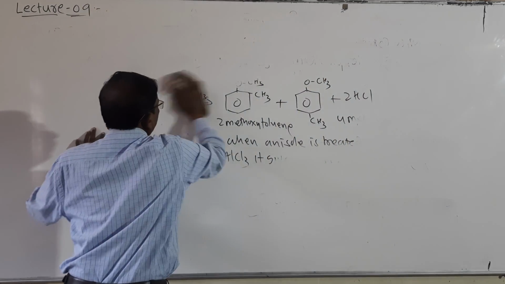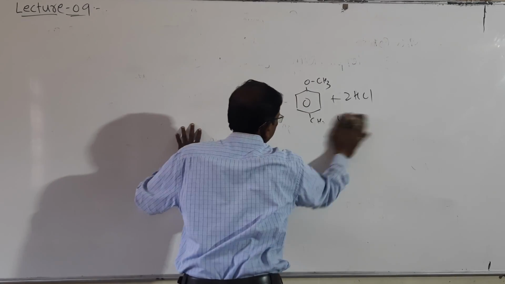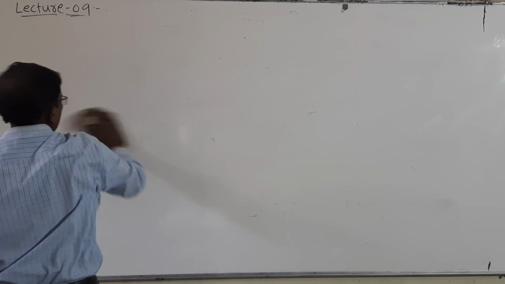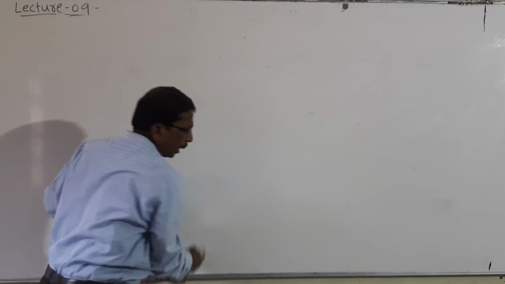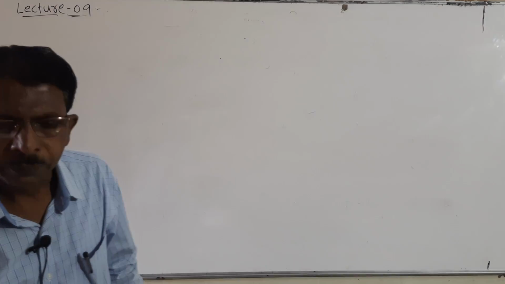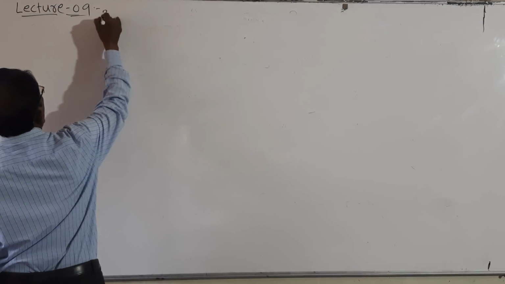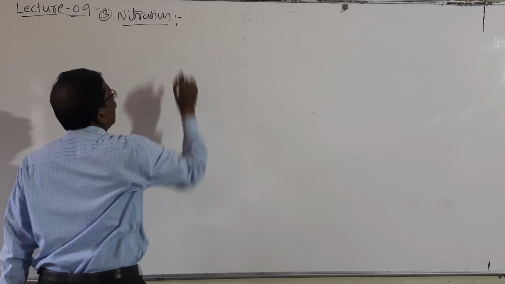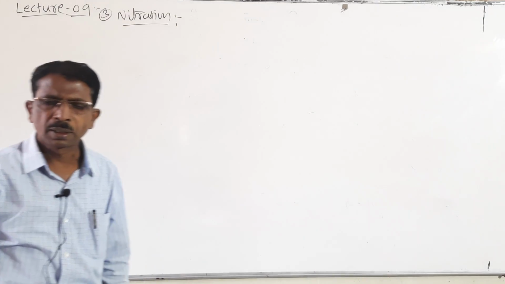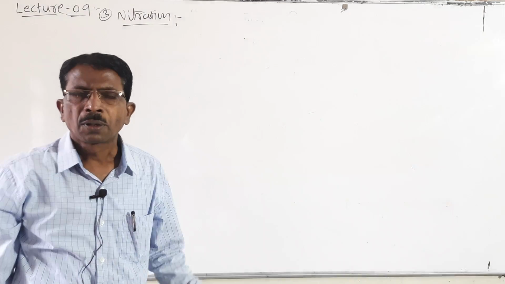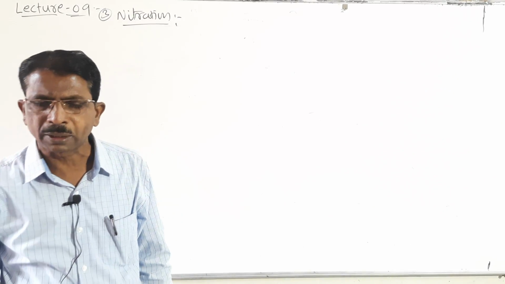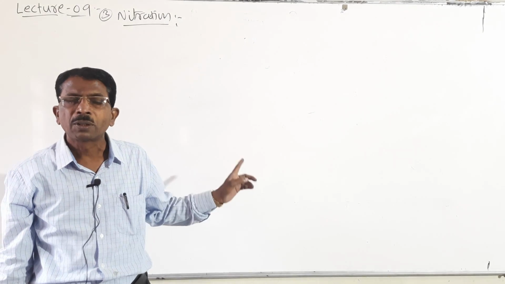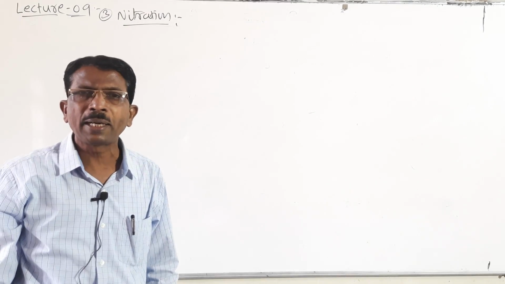So in nitration, when this anisole is treated with a mixture of concentrated nitric acid and sulfuric acid, also called nitrating mixture, it again gives ortho and para derivatives. Look here students, it gives two products, that is ortho and para product.